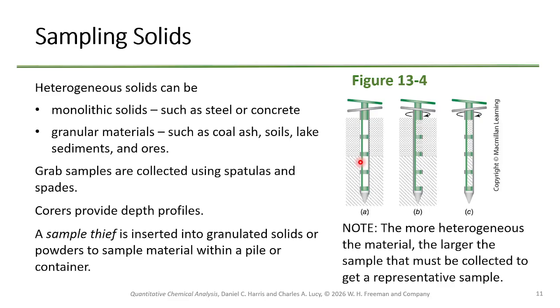Now, heterogeneous solids, these can be monolithic solids. That would be things like steel or concrete. They could be granular solids. They could be things like coal ash, soils, lake sediments, or sand would be a very, very common one that you would see. Grab samples are going to be collected using spatulas and spades. That's actually one you're probably the most used to.